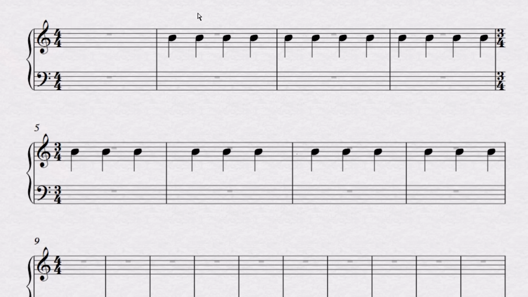1, 2, 3, 4. 1, 2, 3, 4. 1, 2, 3, 4. 1, and here comes 3. We're going to switch to 3. 1, 2, 3, 1, 2, 3, 1, and we'll finish out, even though it's kind of predictable here.